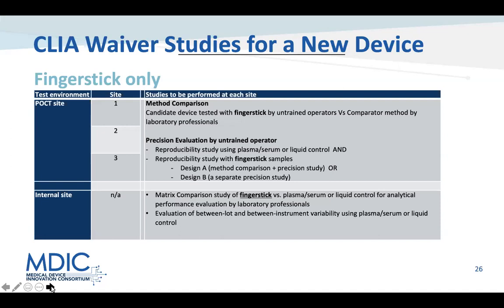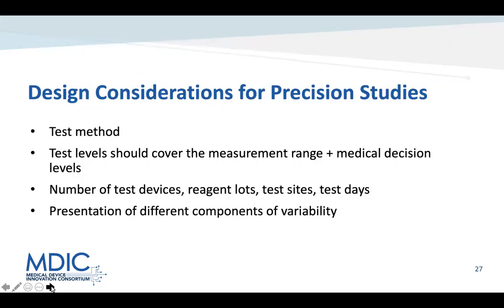The precision evaluation is done by the untrained operator, similar to the previous one, exactly the same way. You do reproducibility on the fingerstick sample by 2 of the designs, design A or design B, and you also have a reproducibility study using the surrogate sample. You do matrix comparison as well, similar to the previous study designs we described. So this is basically the untrained operator doing all components of the study, compared to the previous ones where you had an untrained operator and a trained operator component. Can you go to the next slide, please?